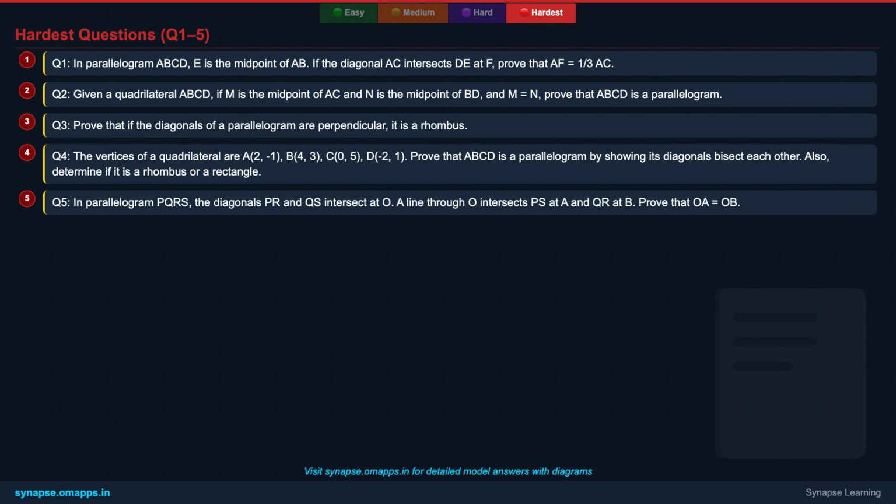Here are the first 5 challenging questions for the hardest level. These will really test your deep understanding and problem-solving skills. Don't be afraid to think outside the box, combine different concepts, and apply everything you've learned so far. Take your time, work through each step meticulously, and aim for precision in your solutions. Good luck, you've got this.